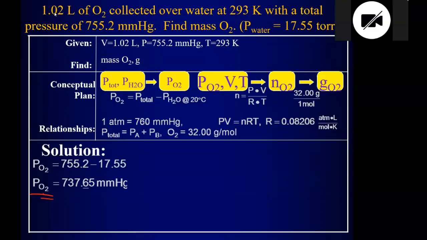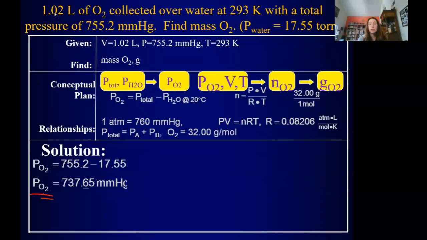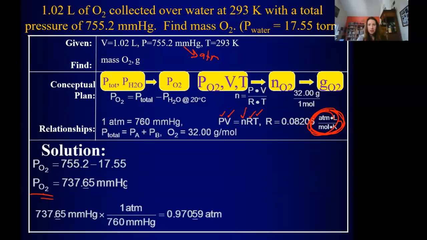Okay, so I'm seeing a few of them come through. So the first thing we have to do is get this into atmospheres. Because if we're going to use PV equals nRT, we have to use liters, atmospheres, moles, and K. Now, how do we know we're going to use PV equals nRT? We have a volume, a temperature, and a pressure, and we want moles, which means we're going to have to use R. R needs to have these units.